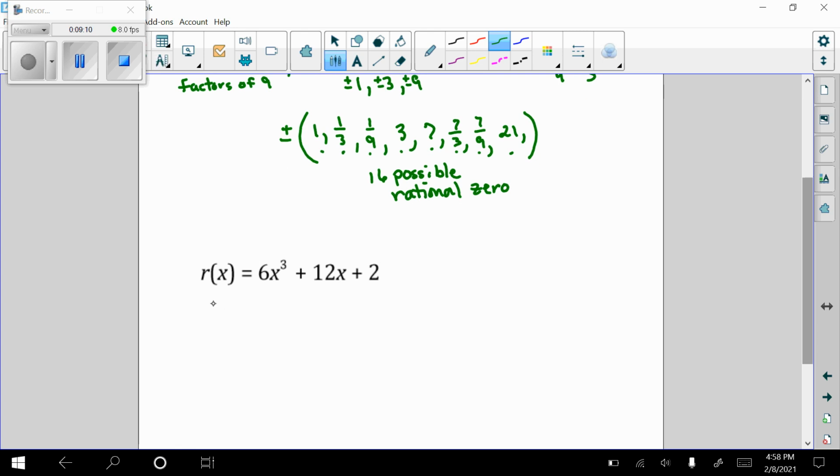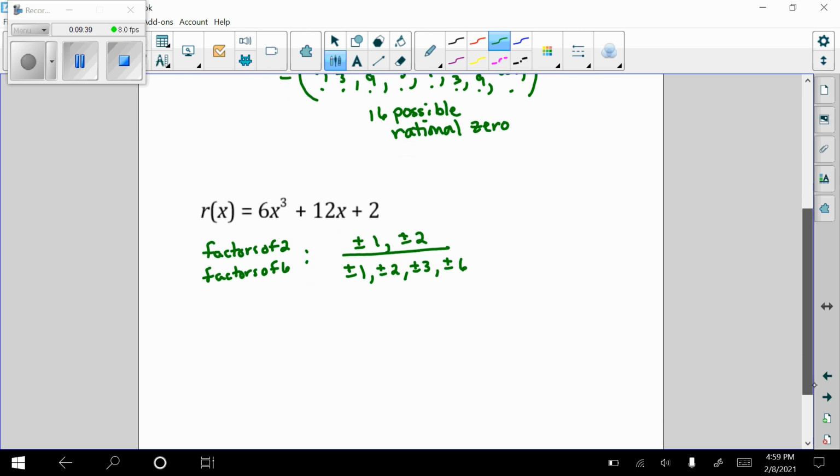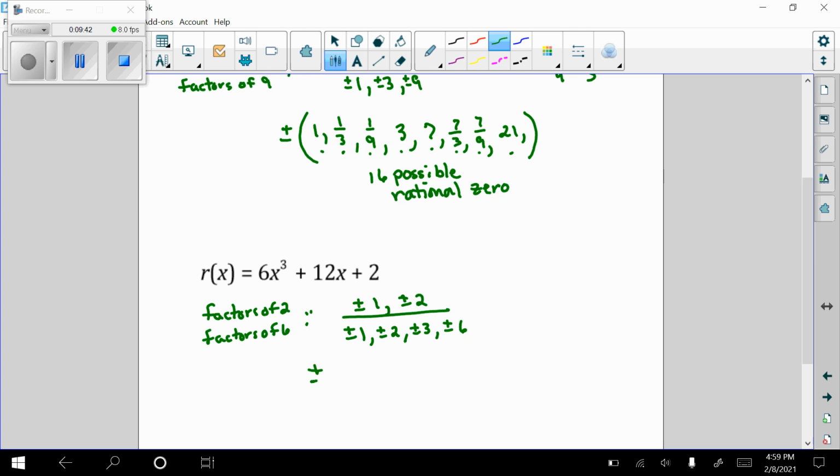All right, so here I'm going to put my factors of 2 over my factors of 6. So that's not going to be a very long list here. We got ±1, ±2 over 1, 2, 3, and 6. So if I break those apart, I get positive or negative 1 over 1, which is 1, 1 over 2, 1 over 3, and 1 over 6.